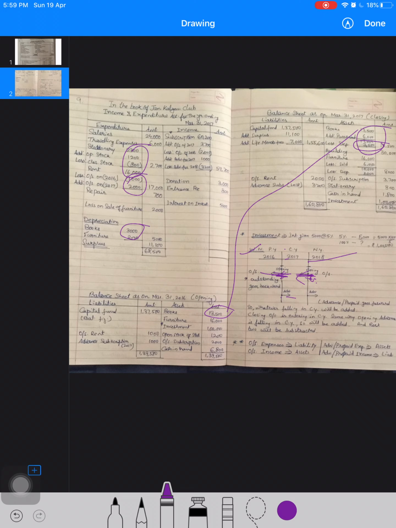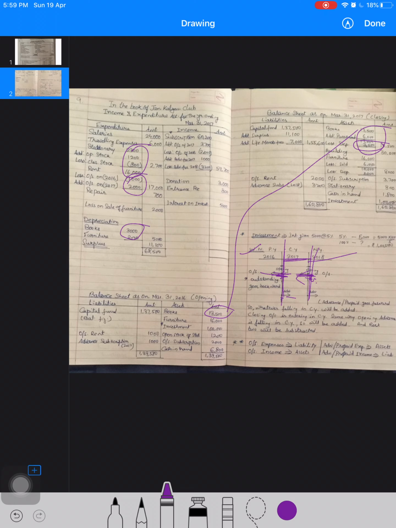So this is our opening line, as you can see, and this is our closing line. This is our current period. So this is our opening line, this is our closing line. So advance will take the front step.